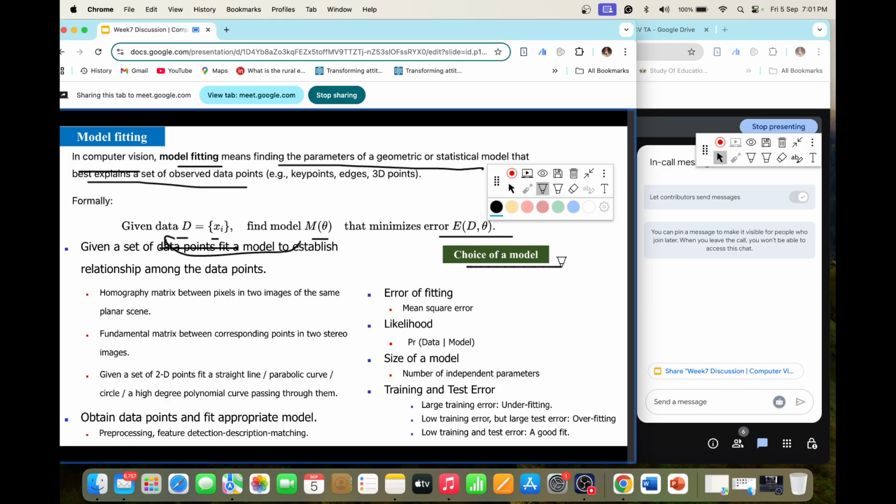But let's see this, this is important. That is the choice of model. How do we make the choice of model? The first thing is the error of fitting, which I have told you. But how can you find the error? There are different types of error, but we use the mean squared error. What is this mean squared error?